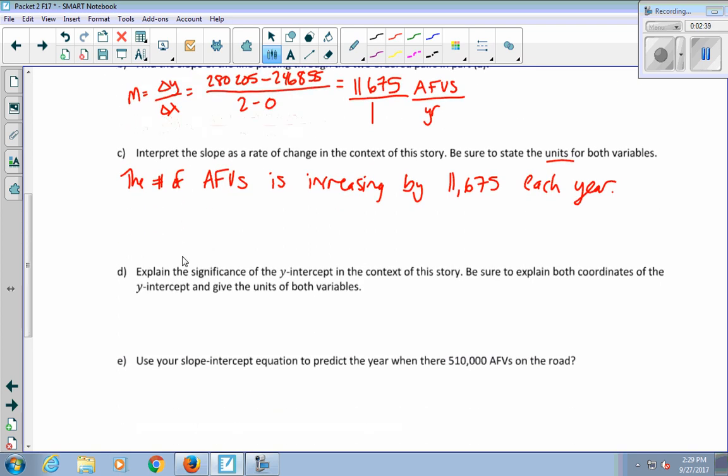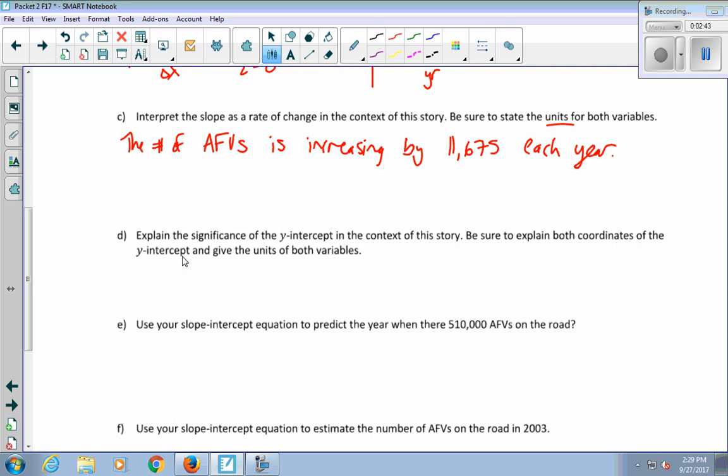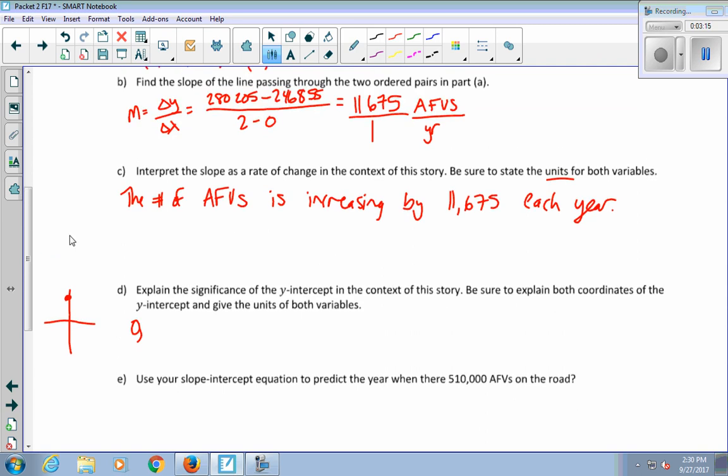Okay, explain the significance of the Y-intercept in the context of this story. Be sure to explain both coordinates of the Y-intercept and give the units of both variables. Okay, well, first we need to find the Y-intercept. The Y-intercept, for any graph, is the place where the graph crosses the Y-axis. And in our case, the Y-axis is 1995, right? It's when X is 0. So my Y-intercept is 0, comma, 246,855. So that point represents that in 1995, 0 years after 1995, there were 246,855 AFVs.